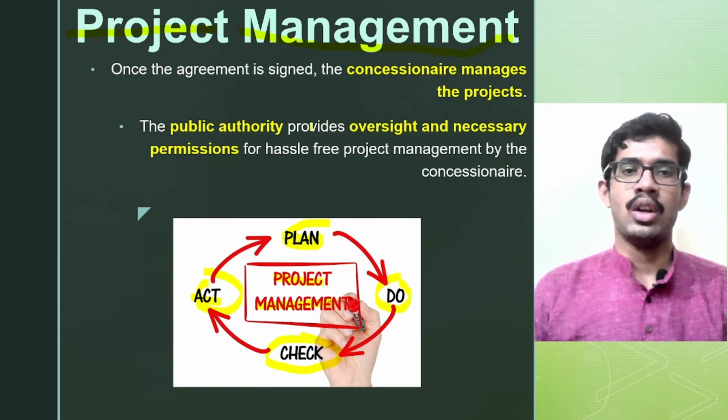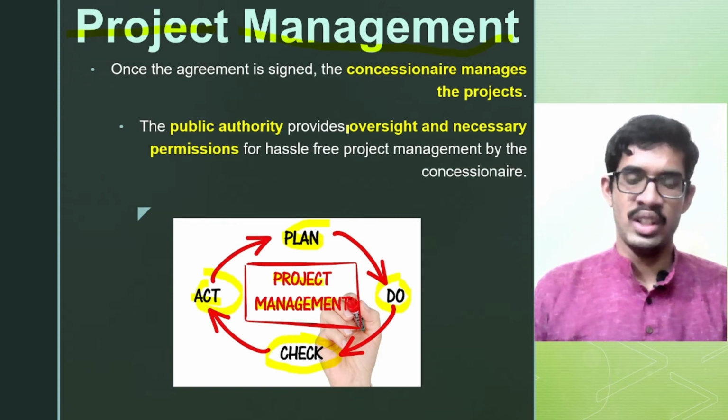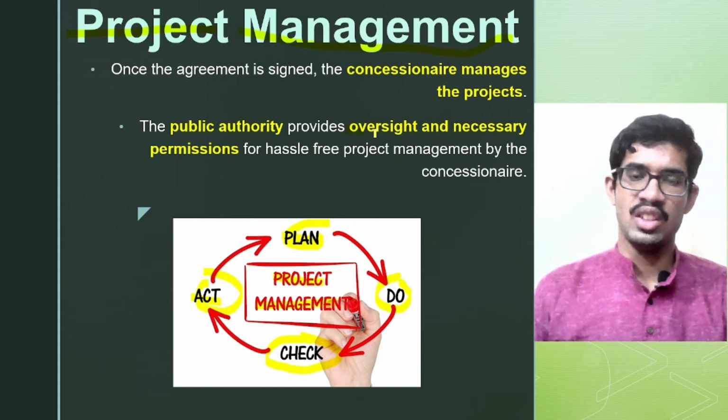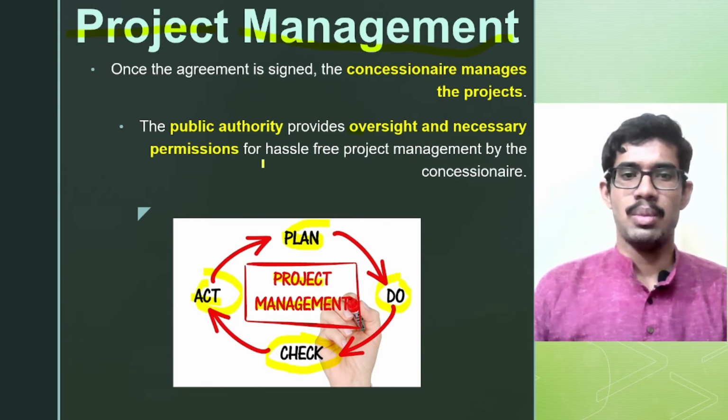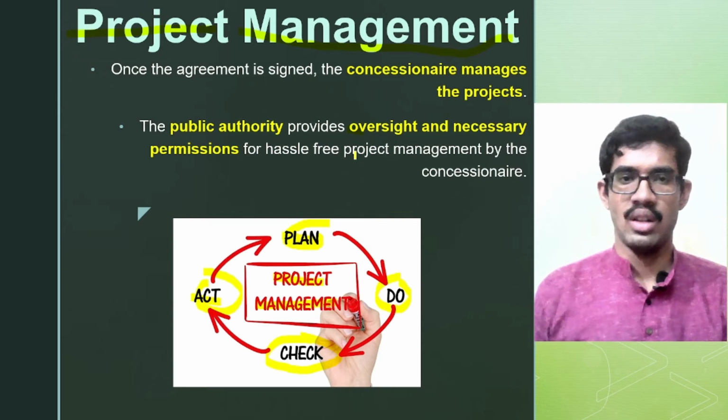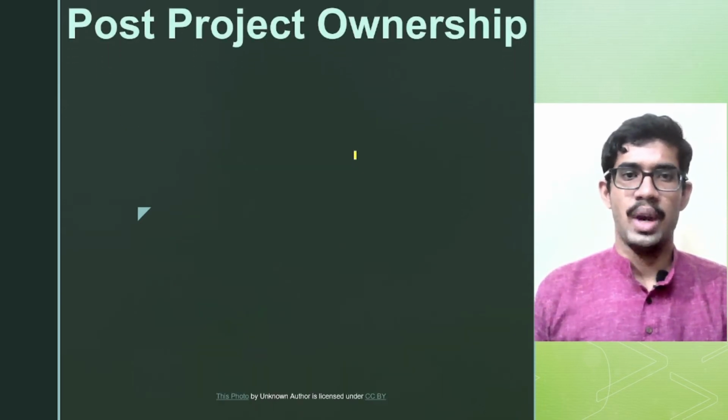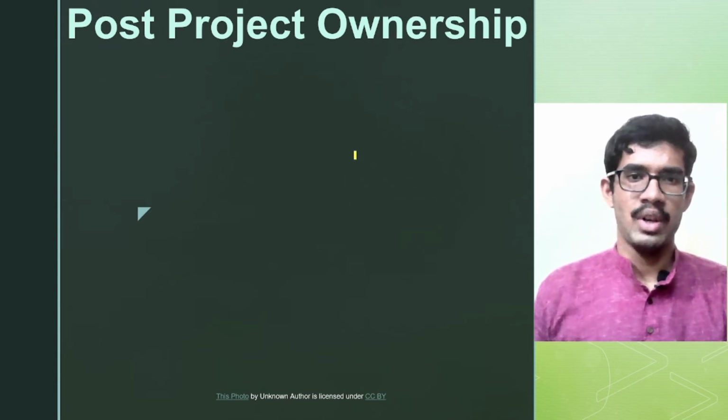So what does the public authority do? They'll first provide the oversight. They look into the problem. Okay, the private player is now facing this problem, so let me figure out the solution. So they'll provide necessary permission for hassle-free project management, which is done by the concessionaire. So this was all about the project management aspect in the key implications of public-private partnership.